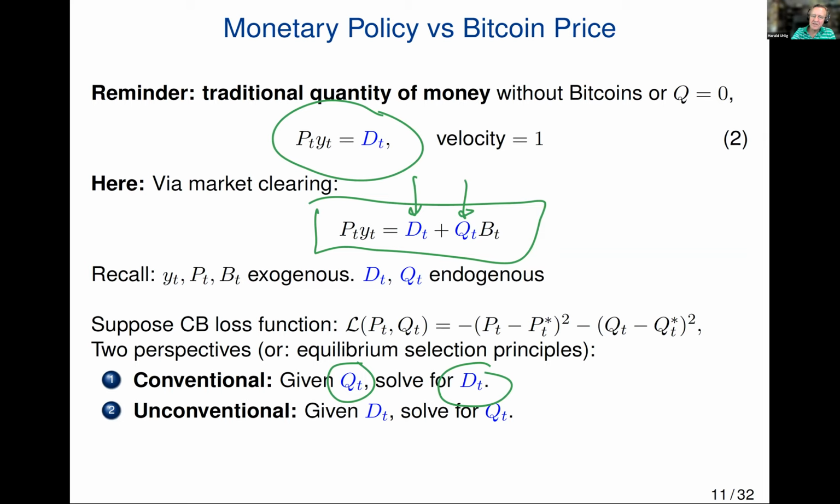Maybe the central bank picks DT so as to force QT to be a particular price. So there's a sense in which you could think about equilibria in which it's possible for the central bank to not only pick the price level PT, but even pick the exchange rate or the price of Bitcoin. I mean, the paper's a little loose on that, but I just want to raise this issue because I think this interaction of the Bitcoin price with monetary policy and this whole issue of how the blockchain rewards finance is an interesting one.